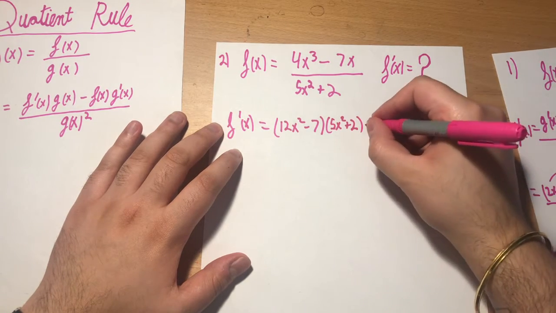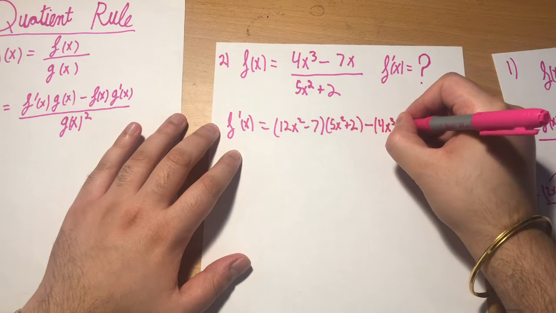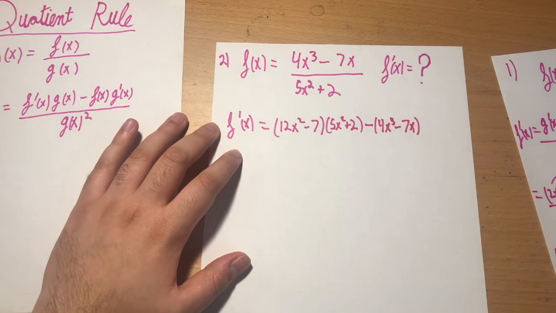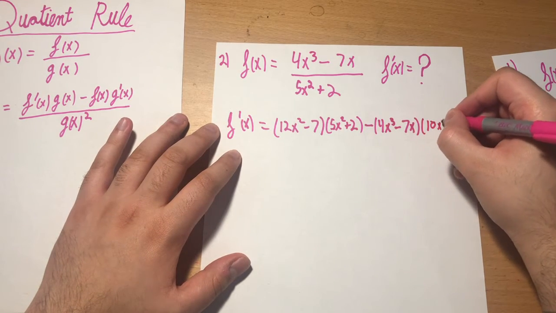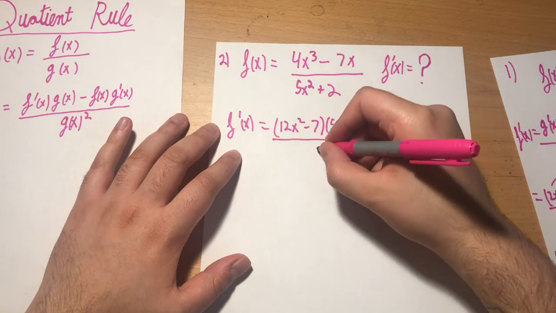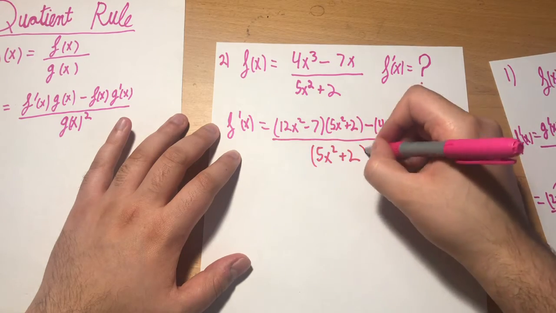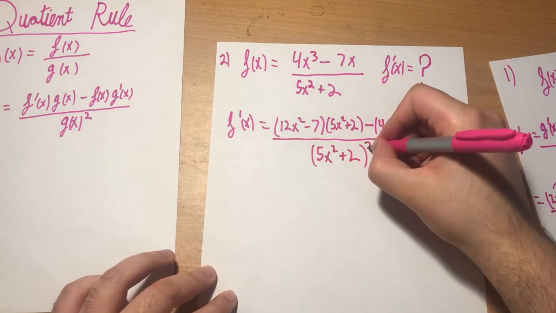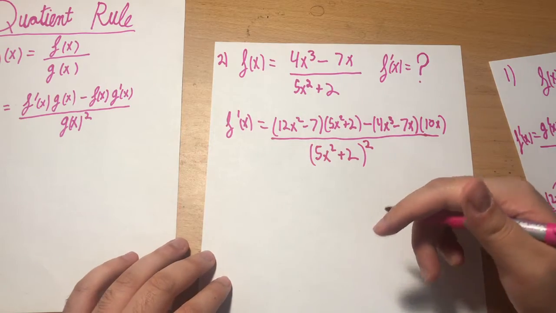And now subtracted by the original numerator, 4x to the third minus 7x, multiplied by the derivative of the denominator, which we can easily find is 10x. And then that's all going to be over the original denominator squared, 5x squared plus 2. Now, for exam purposes, depending on who you have as your instructor, they might make you multiply this out, they might not. I'll have this multiplied out by the end.